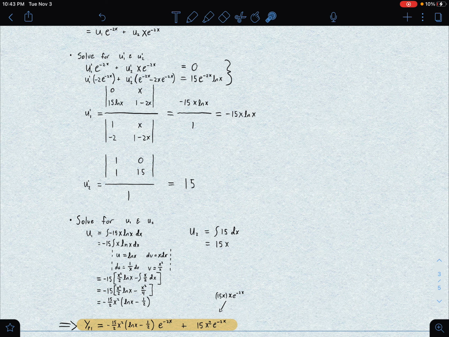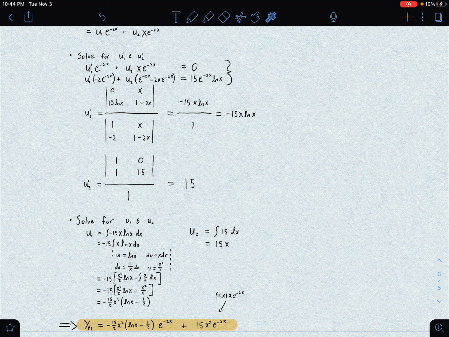And so now, replacing our integral with this, we get x squared over 2 times natural log of x minus the integral of x over 2, because we get x squared over 2 times 1 over x. Solving this integral, we just get x squared over 4. And then I factored out an x squared over 2, but you can just leave it like this if you wanted. So I got this for my u1.